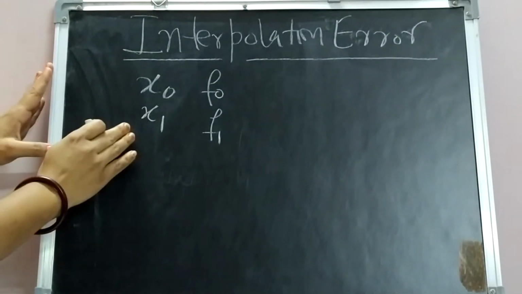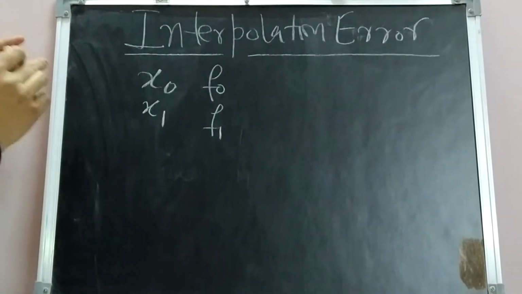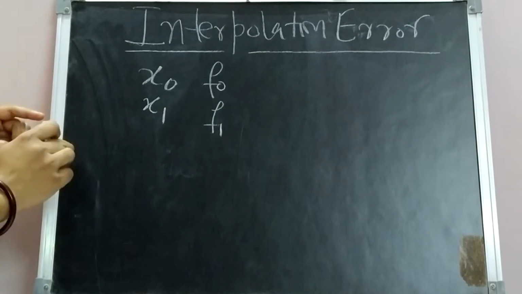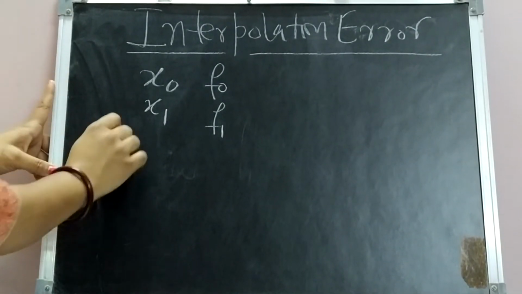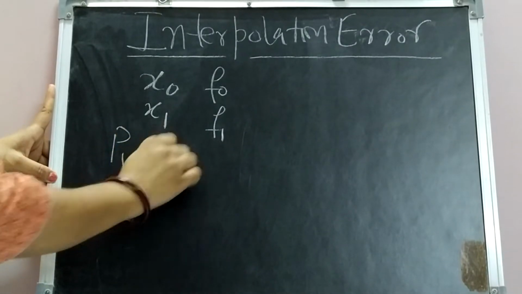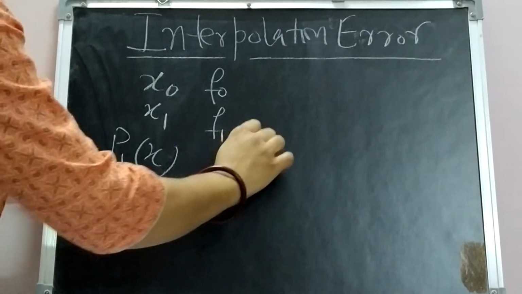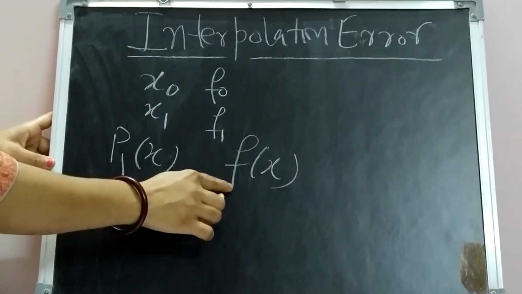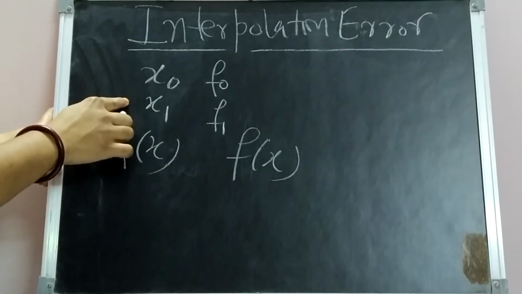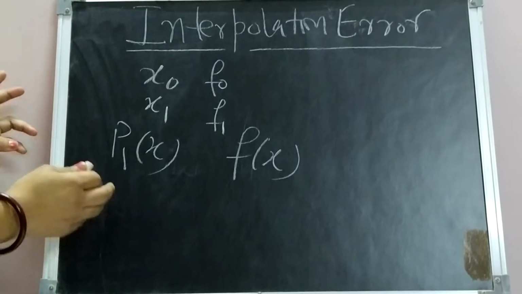Now corresponding to this data, as we know, since we have two points, there can be an interpolating polynomial of degree at most 1. Let us assume that the interpolating polynomial is given by p1(x). And here we also know the form of the exact function which fits that data. So this is known. Now what is this interpolation error?